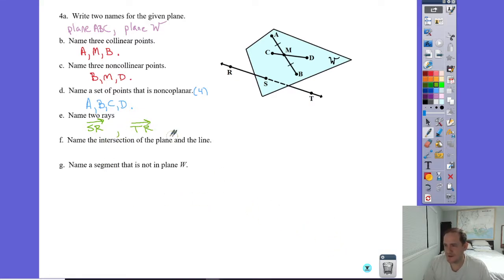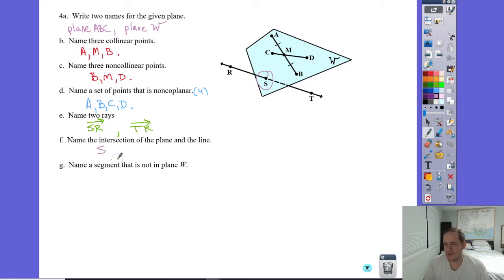Now it says name the intersection of the plane and the line. Well, the intersection of 2 geometric objects is whatever points they share. It's whatever points they sort of meet at. That's what intersection means, right? It's where things cross. So looking at where the line RT, where the line meets the plane, is right there. It's at point S, and that's it. The intersection is the point called S.